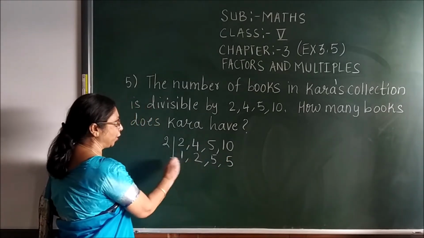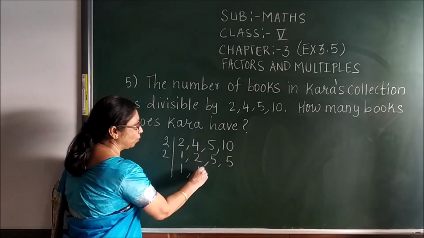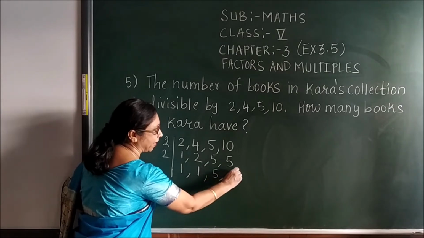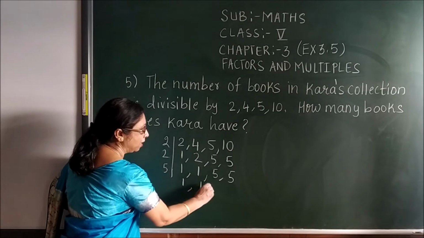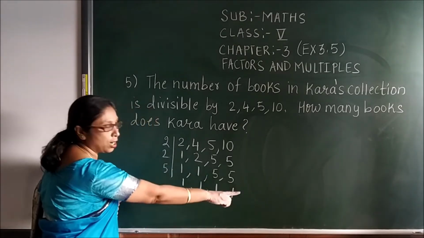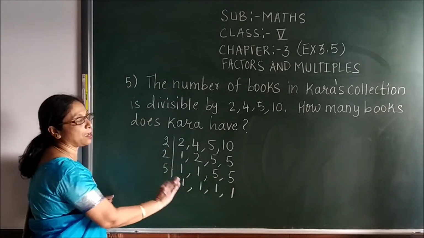Then we have 2 here. So, again you write 2. 2 ones are 2. 5 doesn't go, so write as it is. Then we have 5. 5 ones are 5. 5 ones are 5. All 1, 1, 1 last. That means the sum is complete.